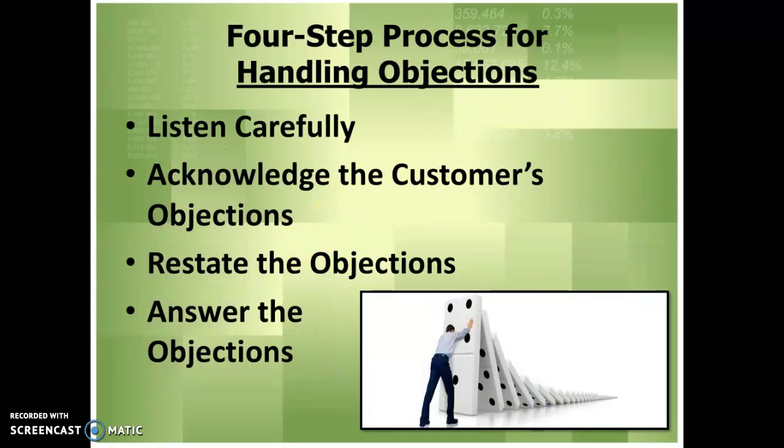The four-step process for handling objections. When you're given an objection which you can overcome, you listen carefully, acknowledge the customer's objection, restate the objection, and then answer it. So, for example, when we talked about the shoes not fitting properly, that was an objection. Oh, so what I hear you say is these are a little too narrow. Let me see if I can find something in a wider width.